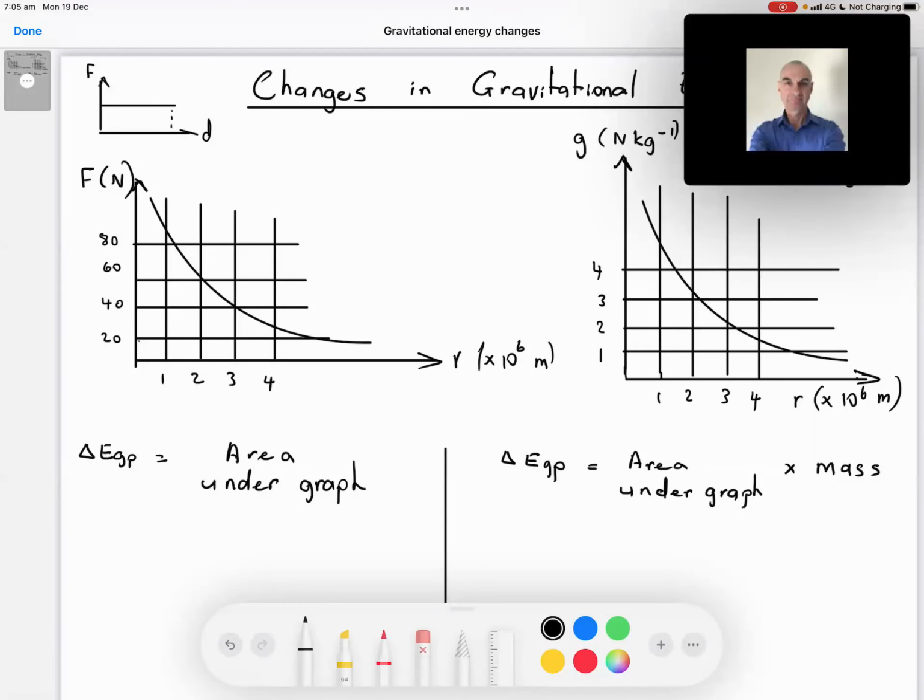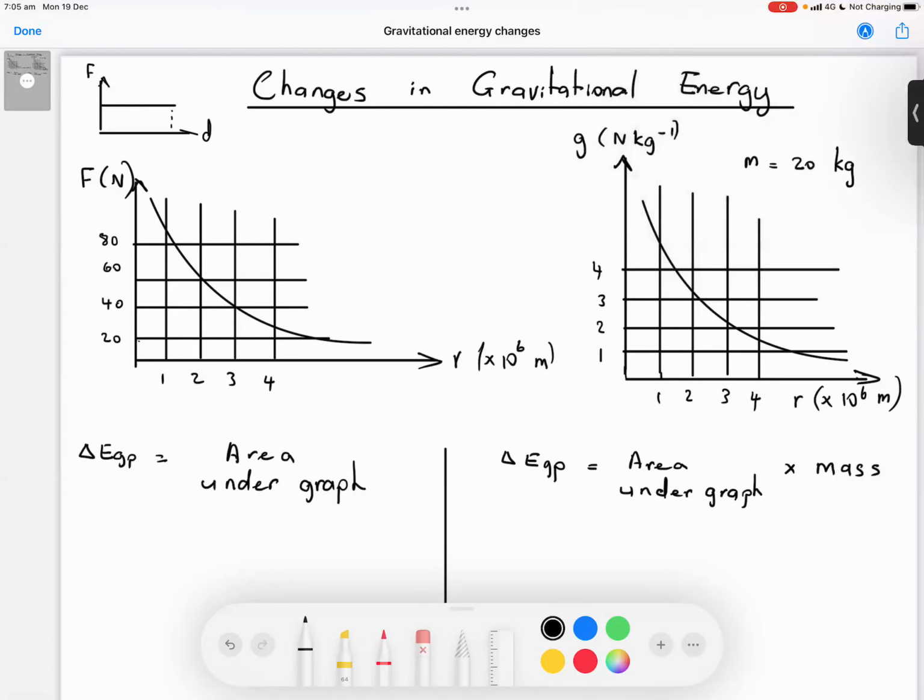Welcome to another VCE Physics coaching video. Today we are looking at changes in gravitational potential energy of an object moving in a gravitational force field.